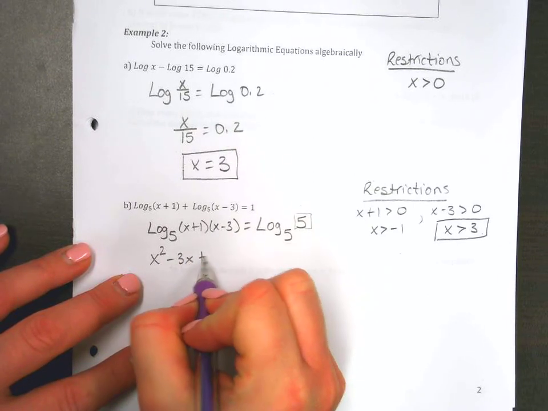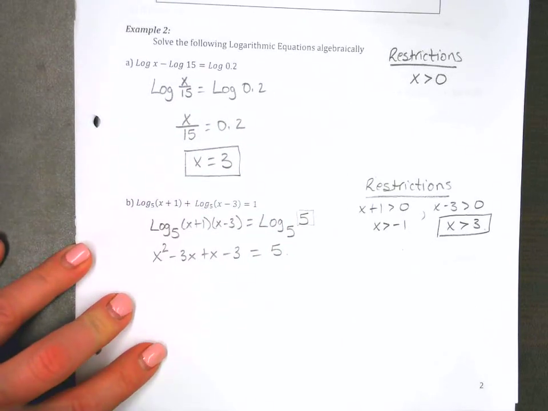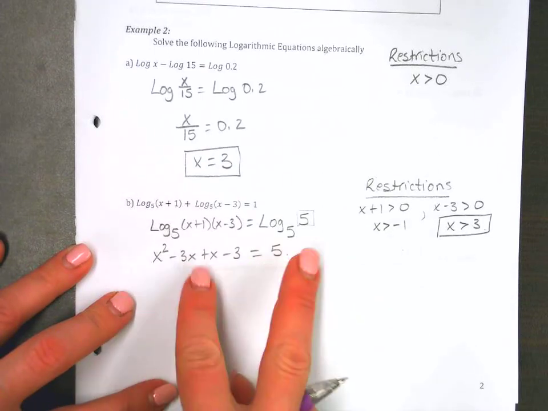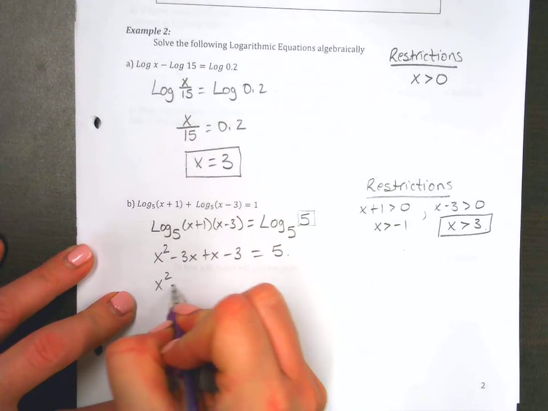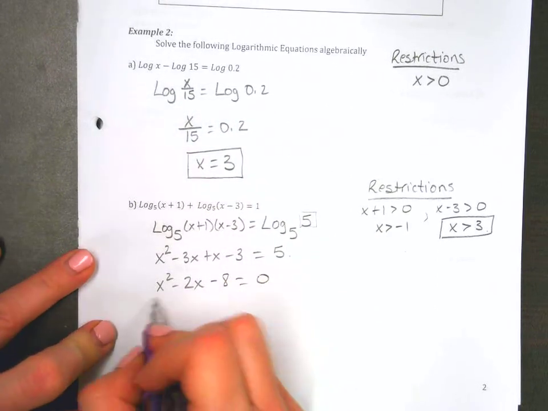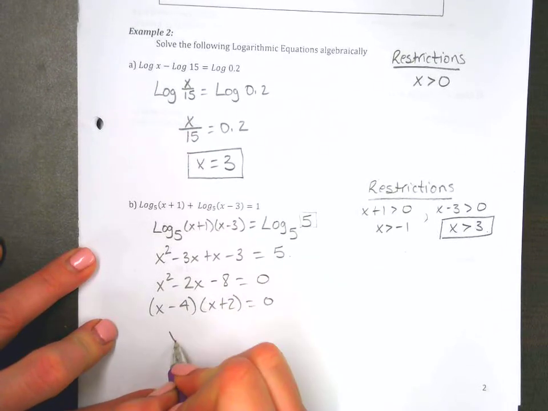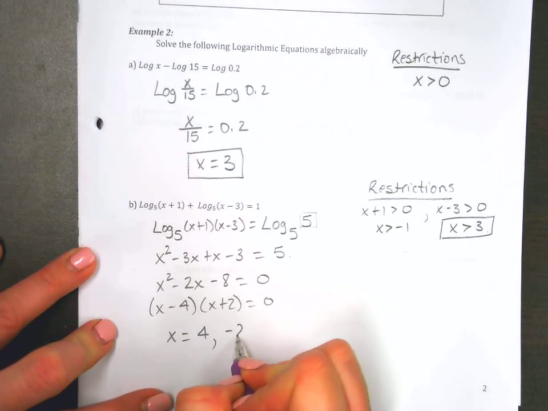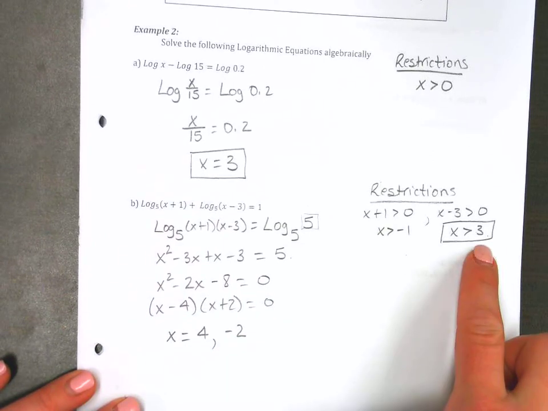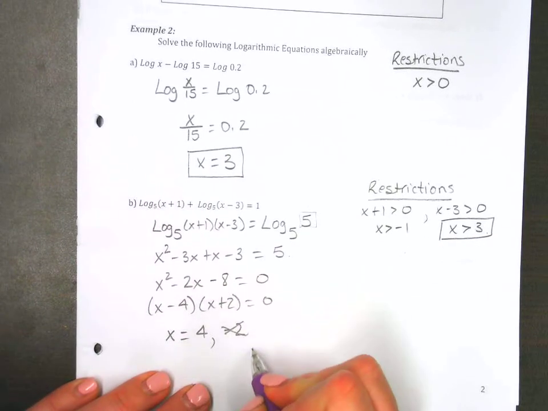And how do you solve a quadratic equation? We're going to make our equation equal to 0 by moving 5 to this side, and then we're going to factor this. And our solutions for x should be a positive 4 and a negative 2. So now that we have our solutions, we want to compare these solutions with my restrictions. My restrictions say that x has to be a value greater than 3. So negative 2 actually ends up to be an extraneous root. So my only solution would be x equals 4.